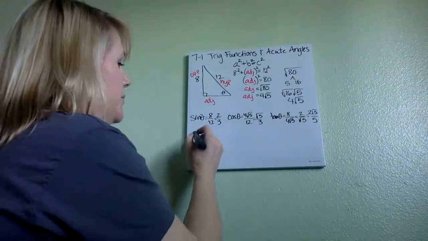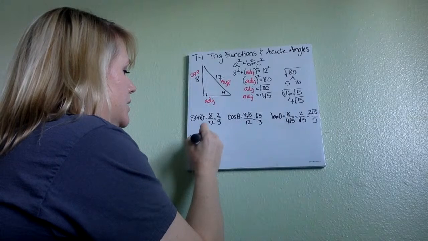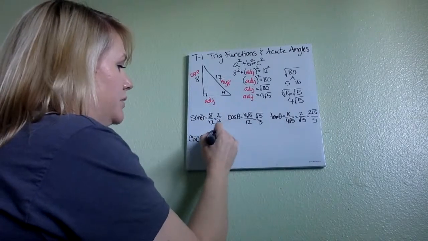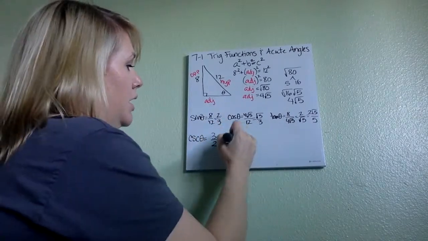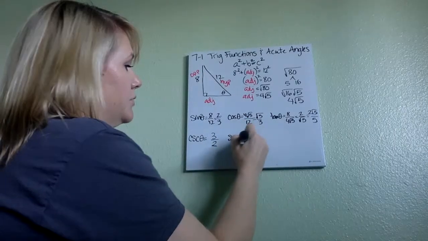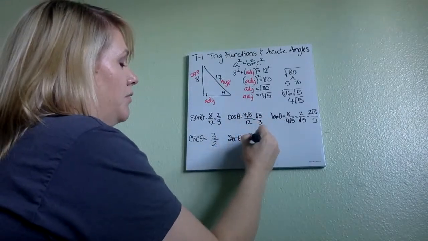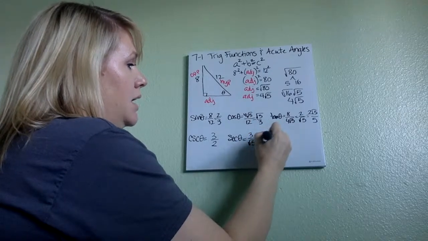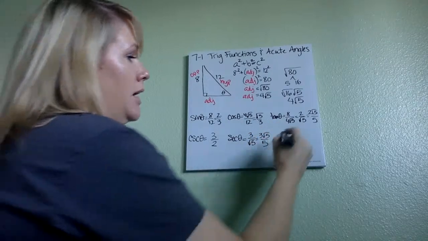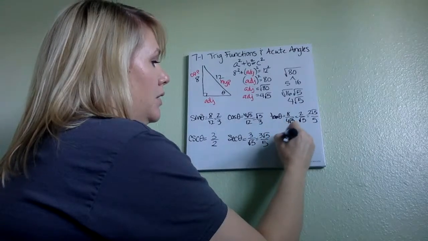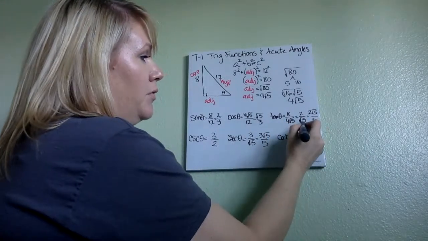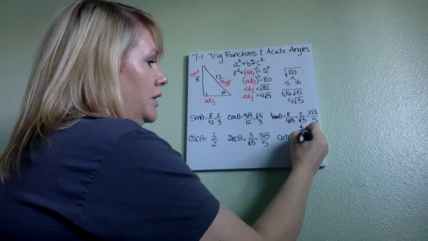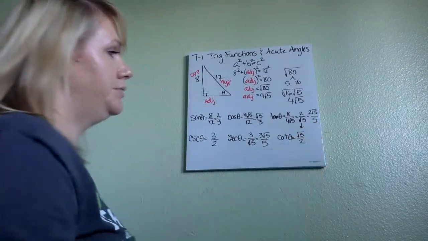Just a heads up. Okay. So then we just do our cosecant, which is the reciprocal of sine, and we flip that fraction over. The secant, which is the reciprocal of cosine. When we flip over this fraction, we rationalize it, and it looks like that. And then I'm going to flip over this fraction, right? So it would look like the square root of 5 over 2.